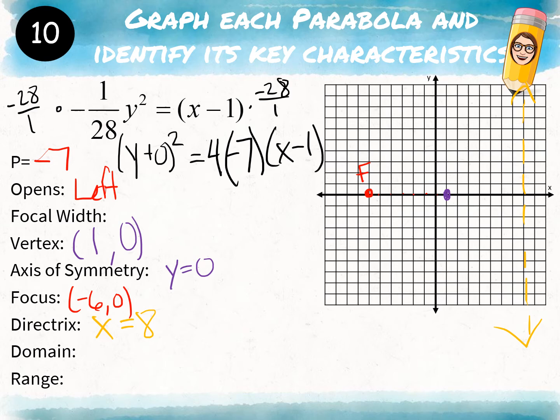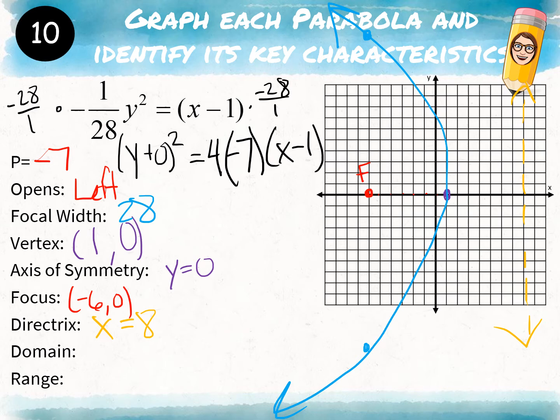28 is my factor out front. 28, oh my goodness. So if I want a distance of 28, that means from the focus I go 14 in each direction, which would be off the graph by 4 because this is a 10 by 10 graph. So I have a super wide parabola. That makes sense. 28 is a very large value.